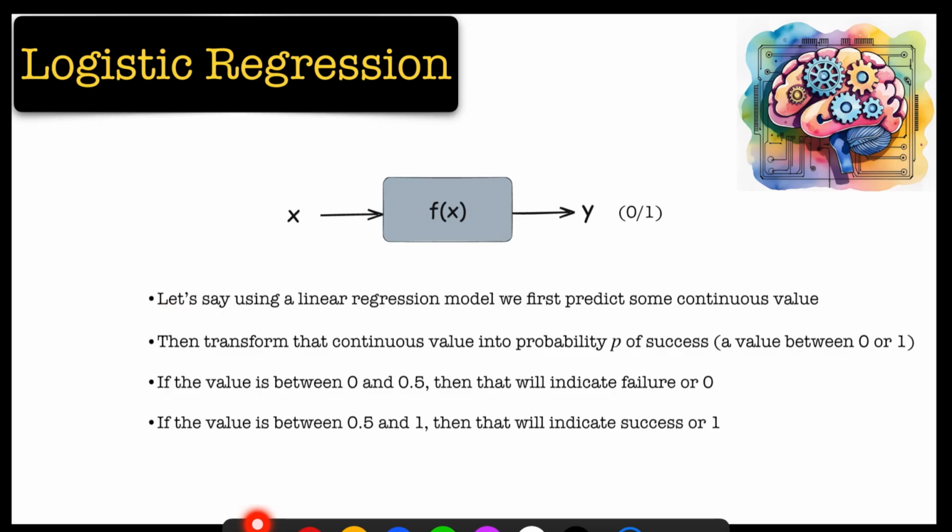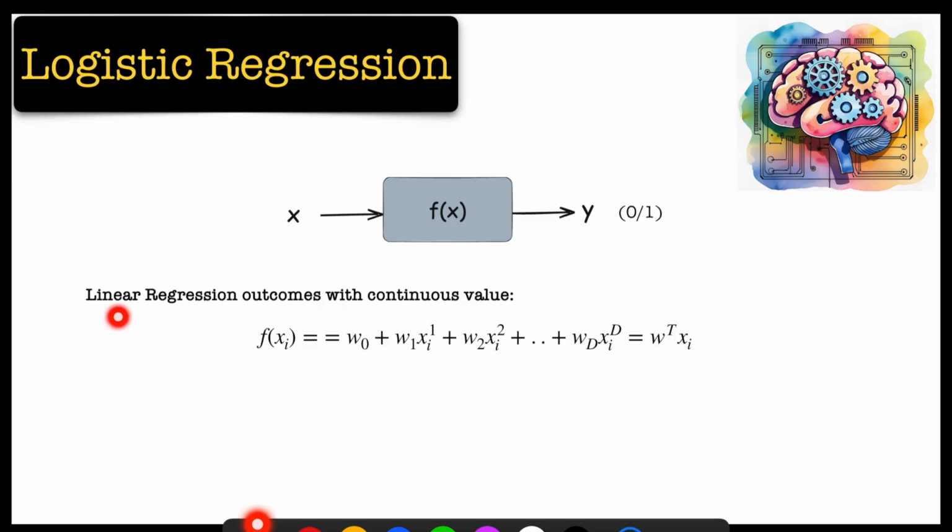What will we be doing? Let's say using a linear regression model, we first predict some continuous value. Then we transform that continuous value into a probability P of success. This will be a value between 0 and 1. If the value is between 0 and 0.5, then that will indicate failure, or 0. And if the value is between 0.5 and 1, then that will indicate success, or 1. So this is the idea we are trying to apply for logistic regression.